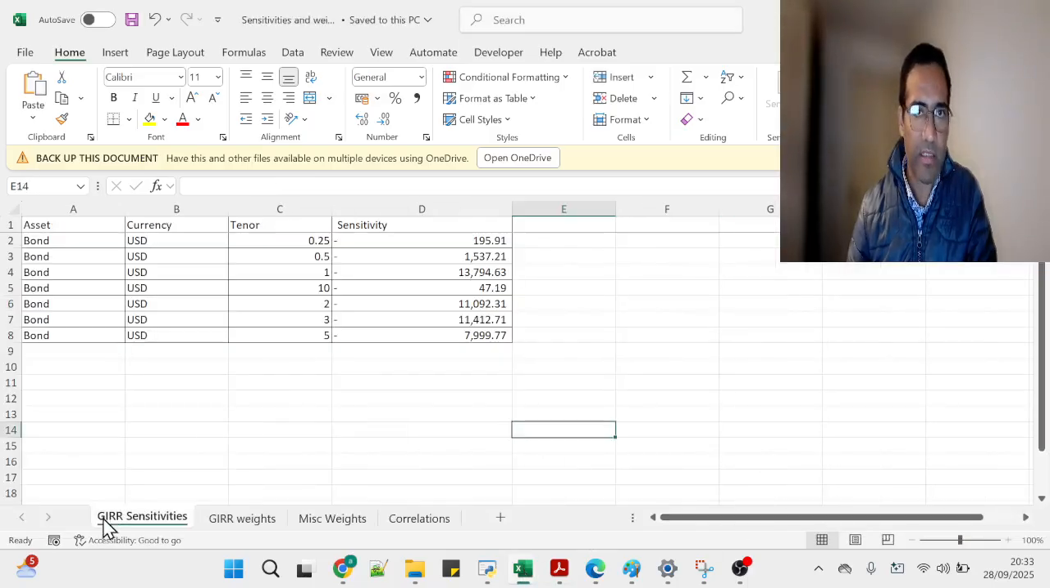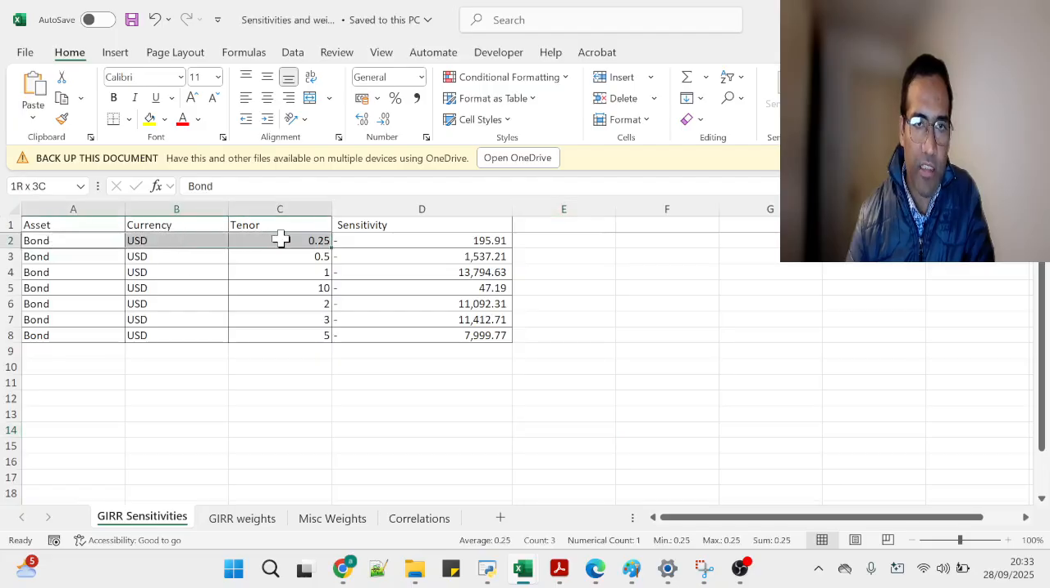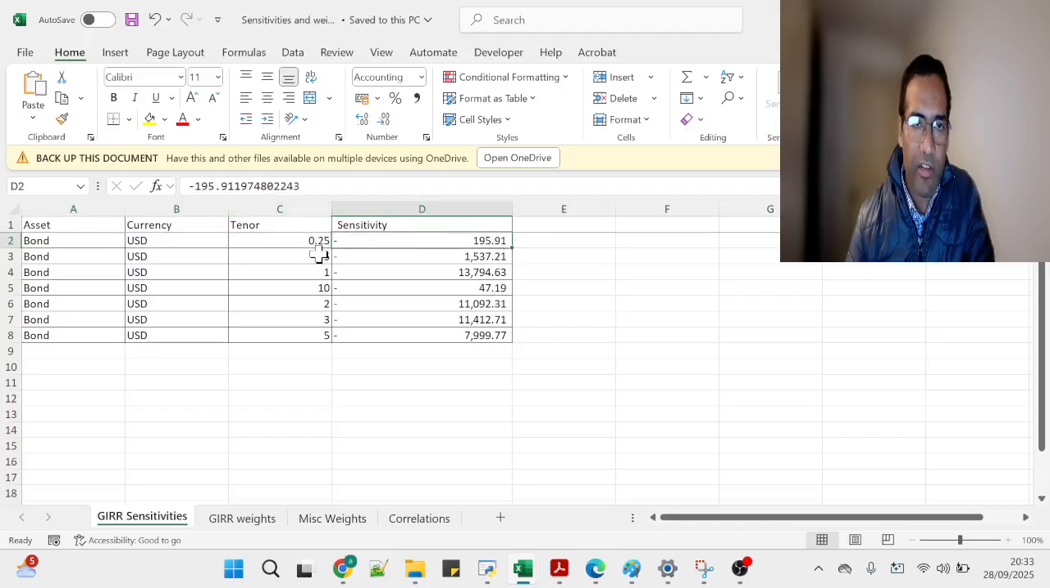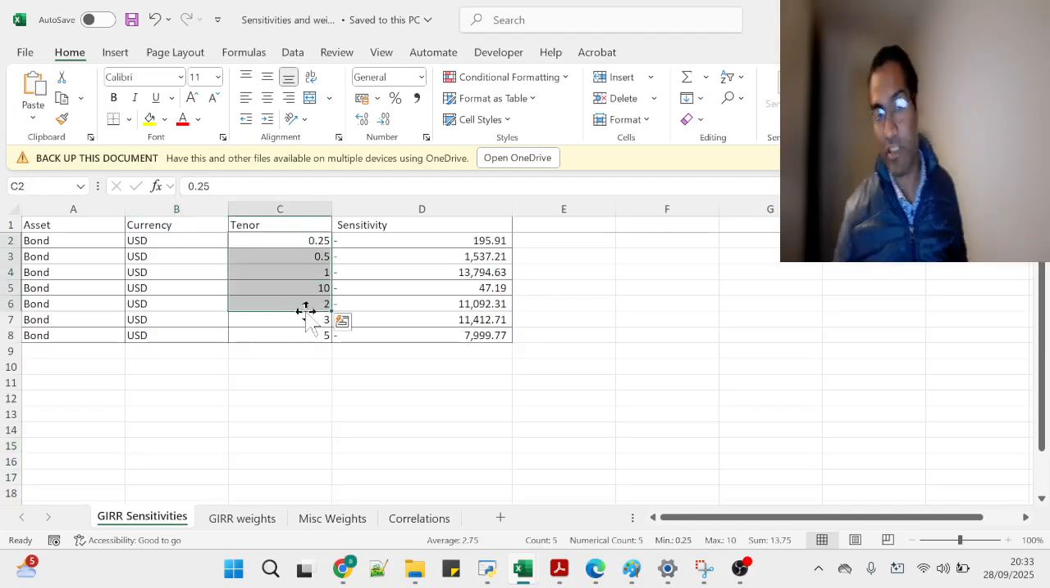Okay, so these are different sensitivities I got. It is aggregated sensitivities. For bonds I got a sensitivity of 0.25 of 195 and 0.5 to 1537, and so these are tenors. Okay, and this is the dollar sensitivity. I could have printed dollar here for this portfolio, but I didn't, but the currency is here. So this is sensitivity at different tenors. Okay, yes, I have sensitivity now.